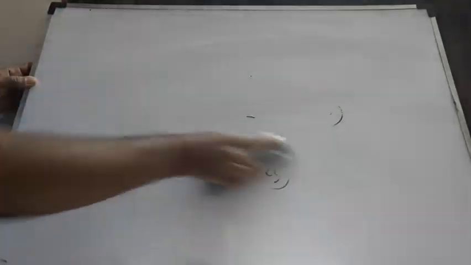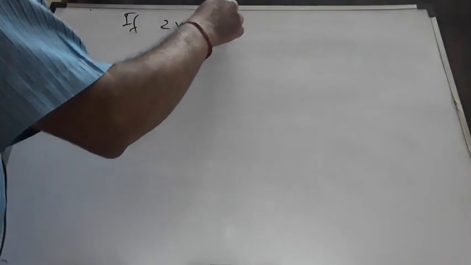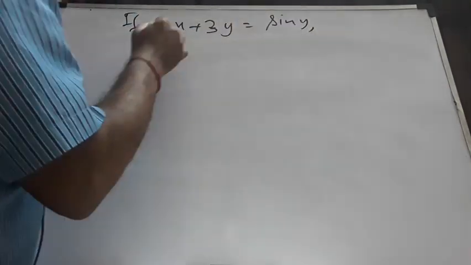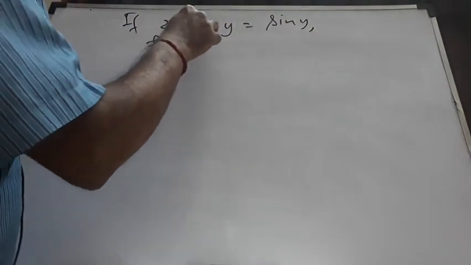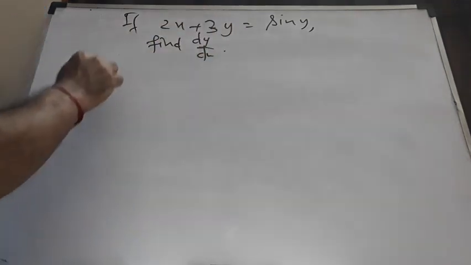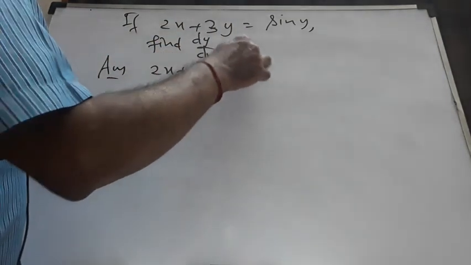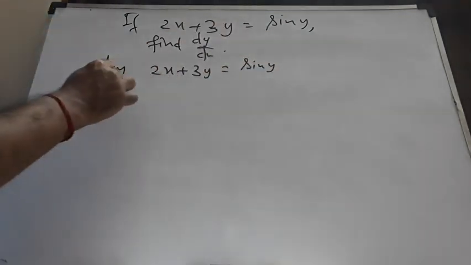Okay? Just listen carefully. Okay, now next one. If 2x plus 3y is equal to sine y, find dy by dx. Answer: 2x plus 3y is equal to sine y.